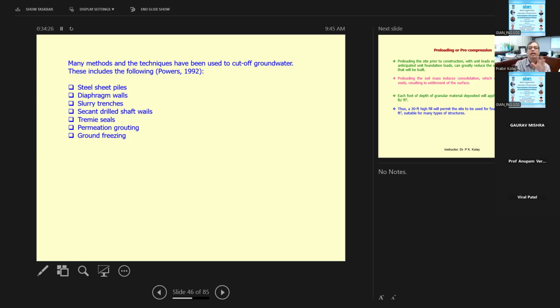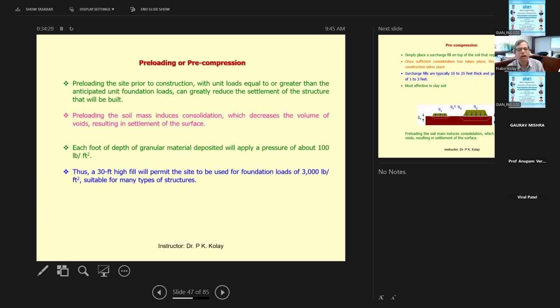Okay. Then I just want to talk a little bit about preloading. Now, how to get rid of the water basically, and then how to improve the strength of the clay. There are different methods we need to use. One is preloading or pre-compression. Also I'll be using these methods. Do you think I should talk about consolidation first, and then come back here? Everyone knows the consolidation process. I'll go quickly, maybe after I explain this pre-compression.